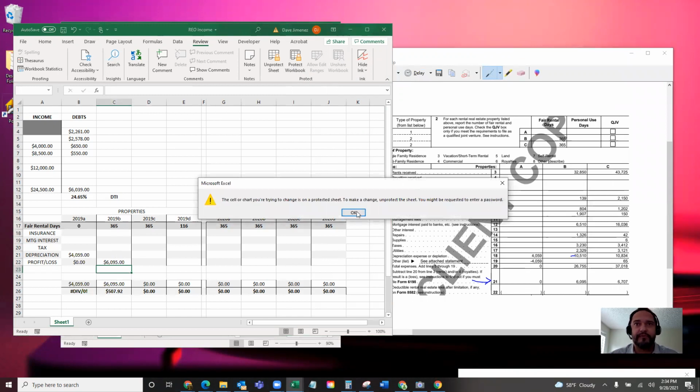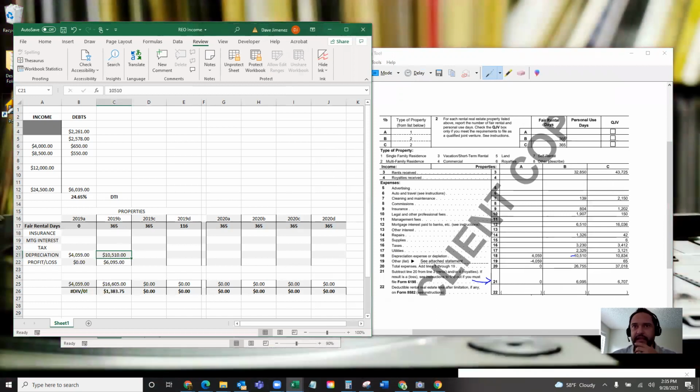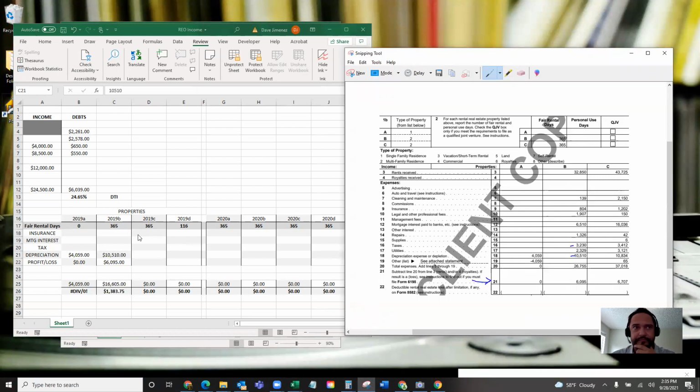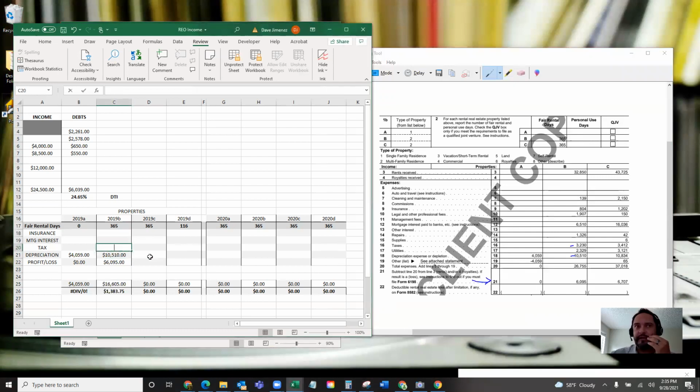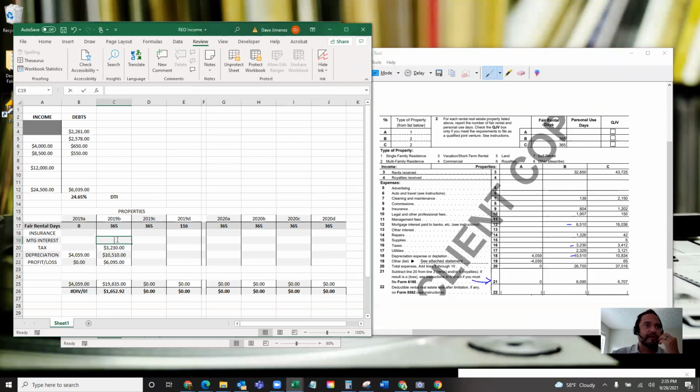I kind of do this one backwards a little bit. 10,510. So that's an add back. The next, and I'll just scoot this over here so I don't have to keep moving that. The next add back is tax, line 16 here. That was 3,230 for this property. Okay, the next one is mortgage interest. That's an add back. So 6,510 here. So we'll throw that in there.